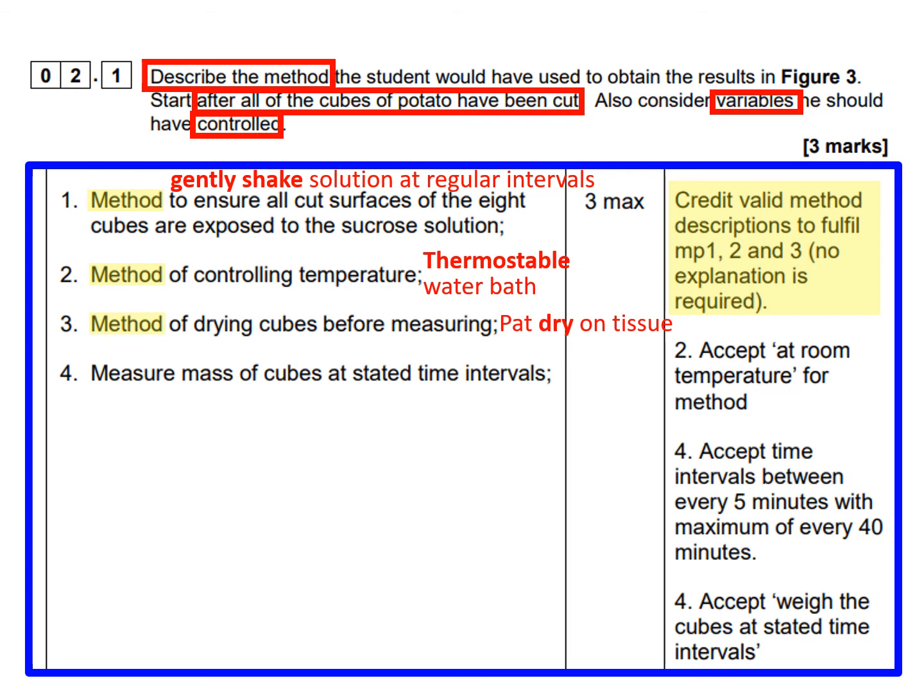Mark point three, a method of drying the cubes before measuring. So that might be to pat dry the cubes at certain time intervals once you've removed them from the sucrose solution. That ensures that very little or no more osmosis will occur if you've removed any excess solution from the surface of the cubes once you remove them from that solution. And lastly, measure the mass of the cubes once they've been removed from the sucrose and patted dry at stated time intervals. So this might be, for example, every 5 minutes.